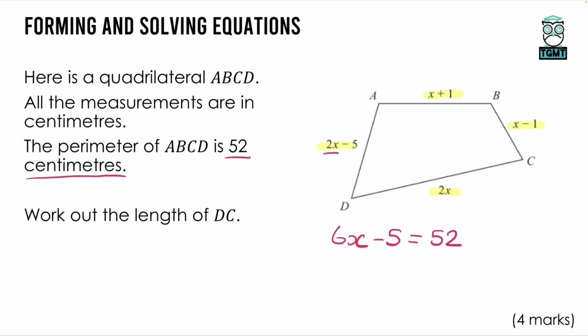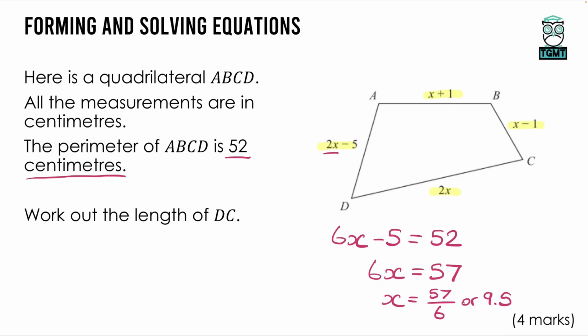So here we can now go about actually solving this. So we can add 5 to both sides. Now when we add 5, we get 6x is equal to 57. Now in this particular equation, we now need to divide by 6. Now that's not going to come out as a nice whole number. So when we divide 57 by 6, ideally we don't want to write it as a fraction. Now if we have a calculator, of course, we can just type that in, so that comes out as 9.5.